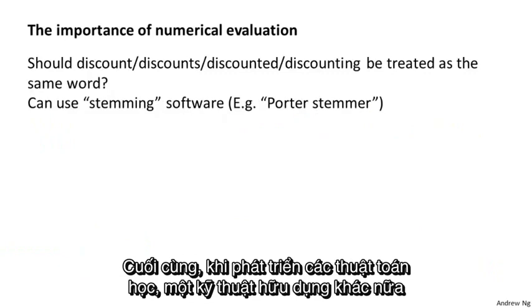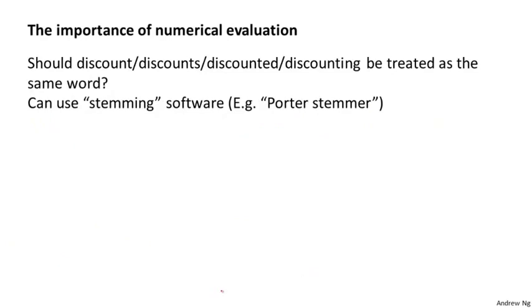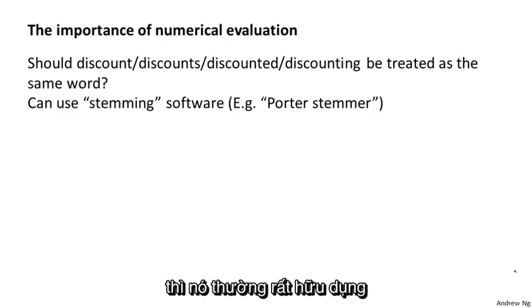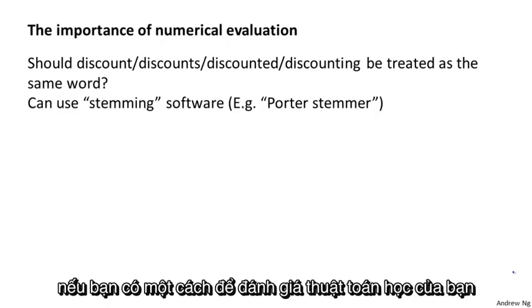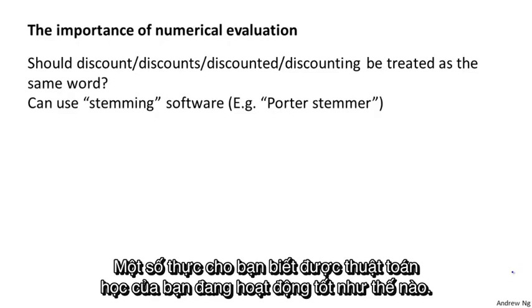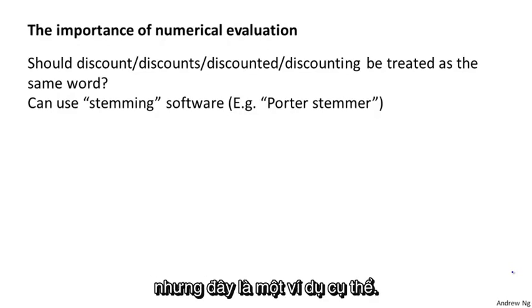Lastly, when developing learning algorithms, one other useful tip is to make sure that you have a numerical evaluation of your learning algorithm. What I mean by that is that if you're developing a learning algorithm, it's often incredibly helpful if you have a way of evaluating it that just gives you back a single real number, maybe accuracy, maybe error, but a single real number that tells you how well your learning algorithm is doing. I'll talk more about this specific concept in later videos, but here's a specific example.